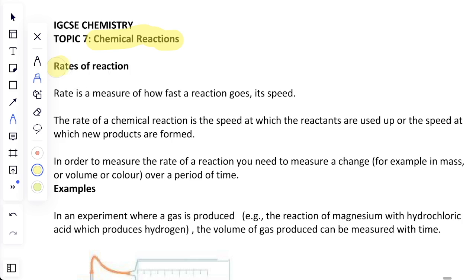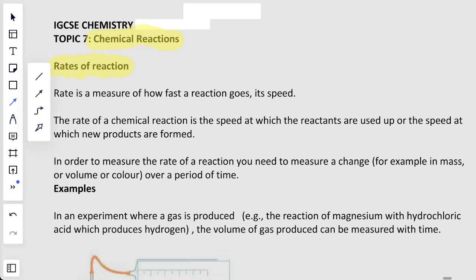What is the rate of a reaction? When you say the rate of a reaction, the first thing that comes to your mind is the word rate.